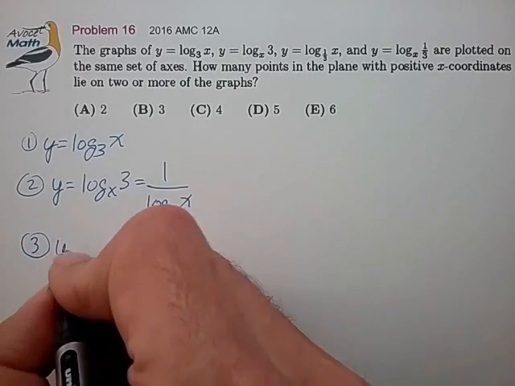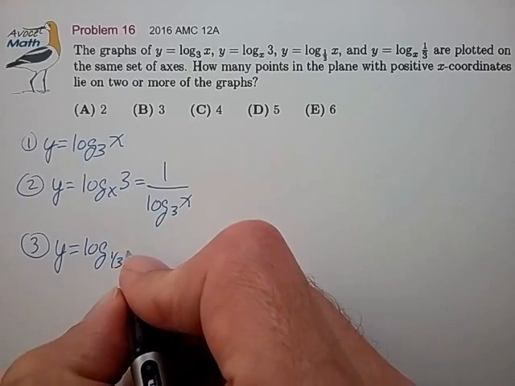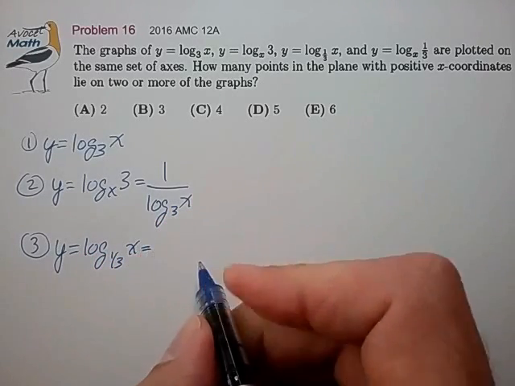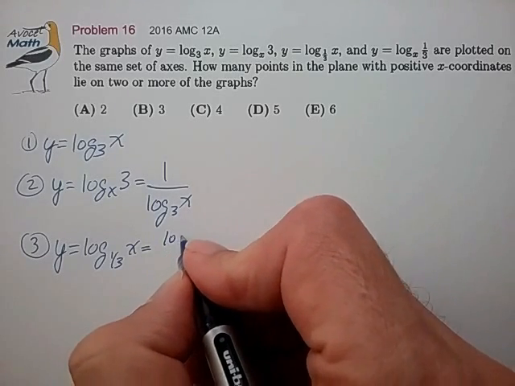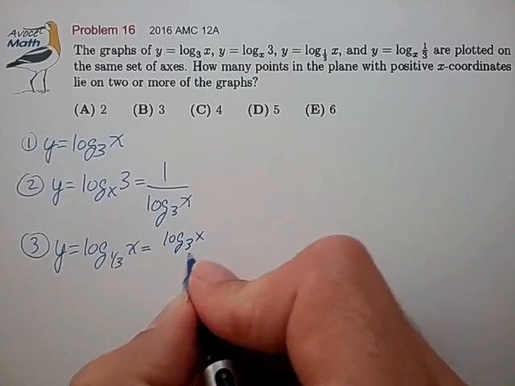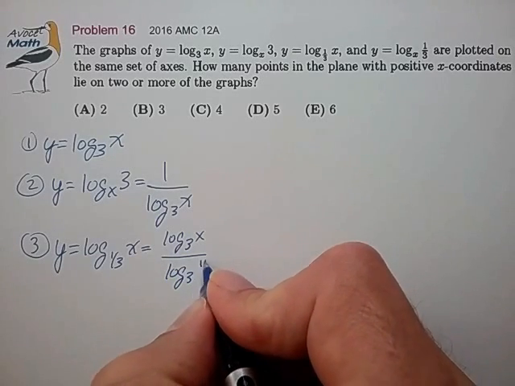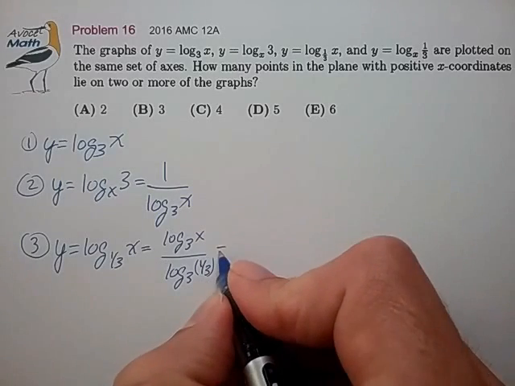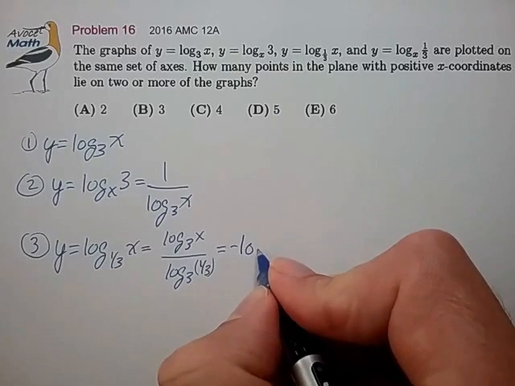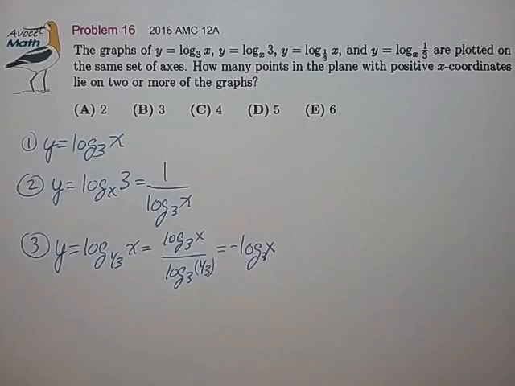Third one is y equals log base 1/3 of x. Here again we can use the change of base rule to find that this is equal to log to the base 3 of x over log to the base 3 of 1/3. And this bottom number is minus 1, so this is just minus log base 3 of x.